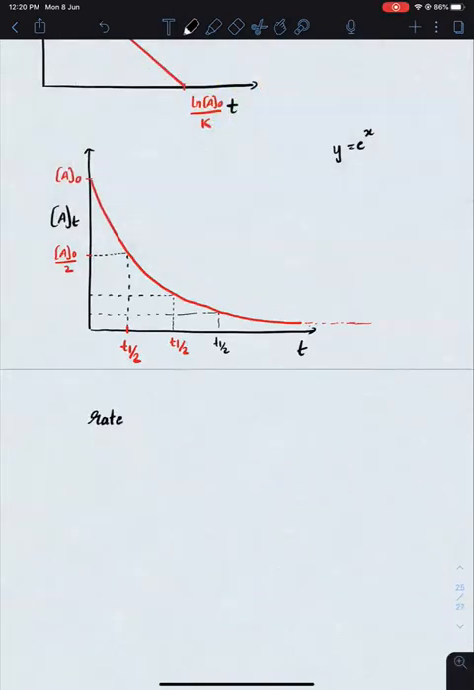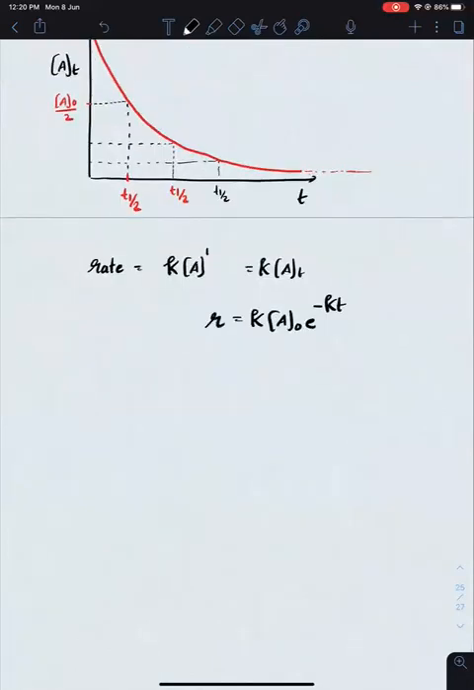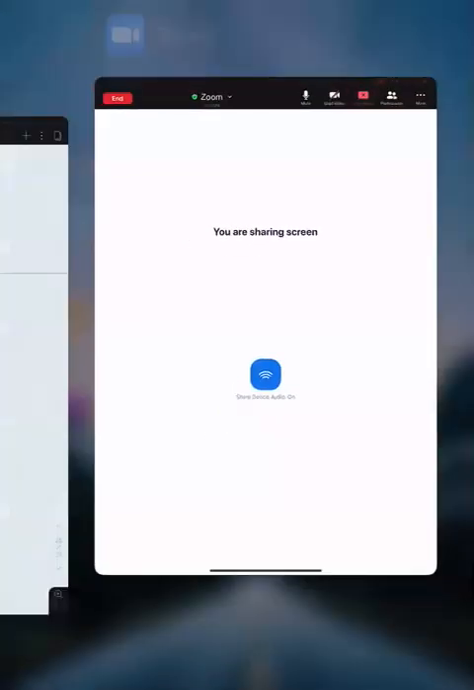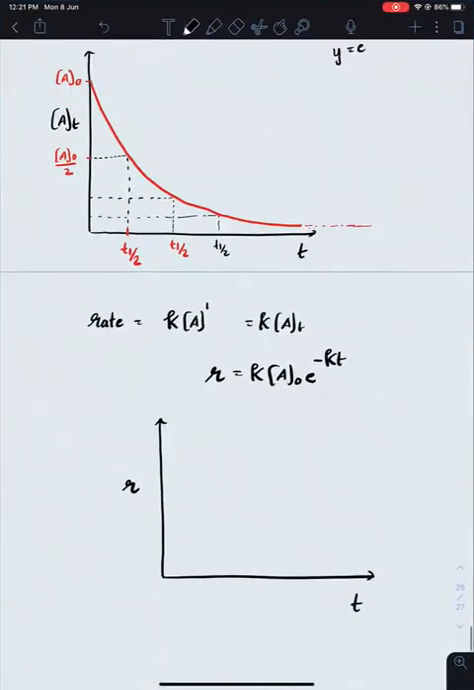Rate in this case equals K into concentration of A at time t, which is K into [A]t. What is the expression for [A]t? [A]t is equal to A naught into e power minus Kt. So if I want to plot the graph for rate versus time, can you tell me how it will look? It will look the same as above, because K and A naught are simply constants.